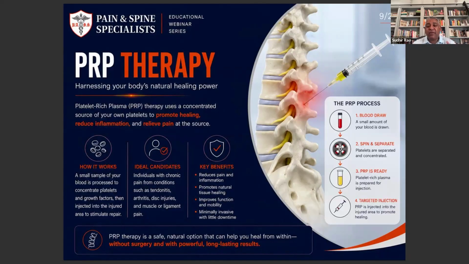Who's a good candidate? Well, arthritis of any type. So facet joint arthritis, which is on the sides of the spine, a sacroiliac joint, which is the joint where your pelvis meets your tailbone, that can be very inflamed and arthritic. Any type of tendinopathy or tendinitis, any type of ligament injury, any type of joint pain with arthritis, and some types of disc-related issues.